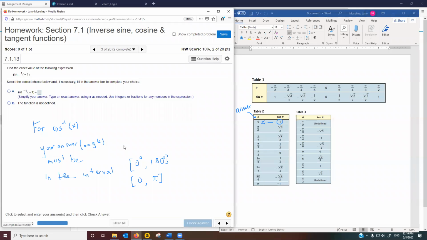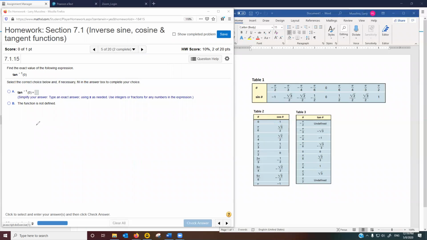All right, let's do a few more. I'm going to jump to some examples that are a little different. Let's come here to tangent. So this is inverse tangent of 0. So for inverse tangent, again, there's a certain interval that's allowed for your answer.